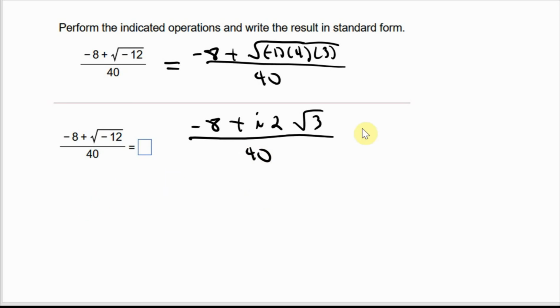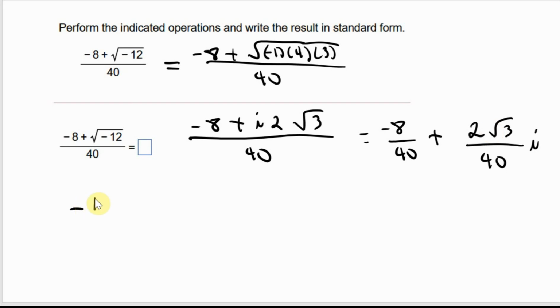So we get negative 8 over 40 plus 2i times the square root of 3 all over 40. I guess you put that i on the back. That's fine. So we can reduce this. This is negative 1 over 5 plus the square root of 3 all over 20 times i.